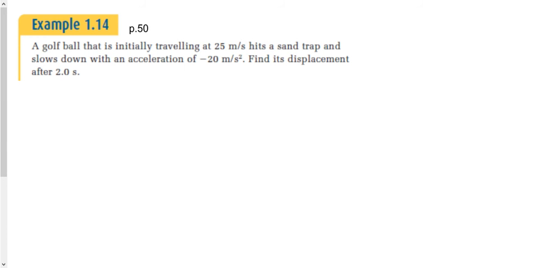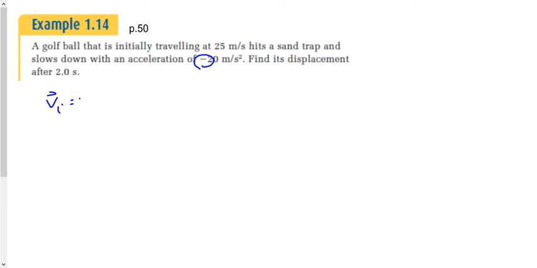Let's try this example. On page 50 here, it says a golf ball that is initially traveling at 25 hits a sand trap and slows down with an acceleration of neg 20. You got to be careful with this. They tell us that the acceleration is negative 20, but they don't really have to tell us that. They could just say that it slows down with an acceleration of 20. If we think about that and read between the lines, we should be able to determine that it's a negative value because it's slowing down. What's the displacement after 2 seconds? Is it stopping? Doesn't say that, does it? So we can't assume that it does. Maybe it does, but certainly can't assume that.